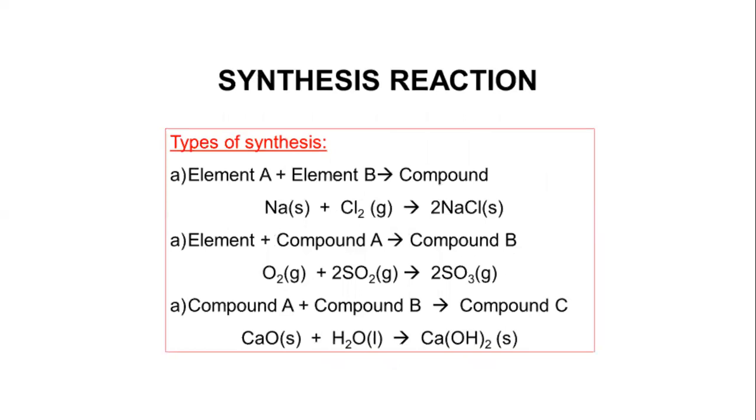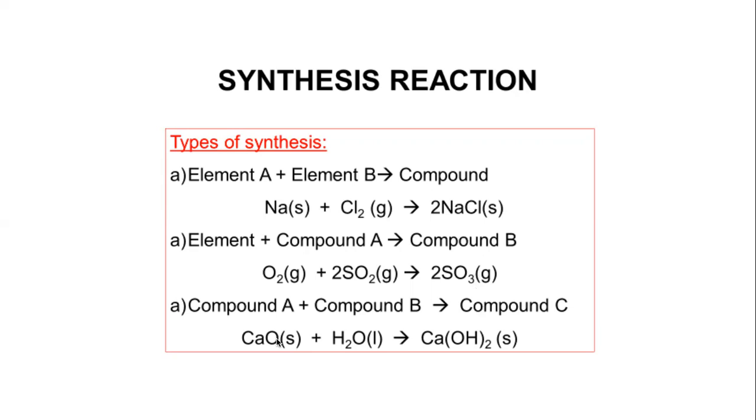So there are some different types of synthesis reactions where you can have an element A plus element B, and you can make a compound here. So this is sodium chloride. Then you can have an element plus a compound. So here we're just distinguishing that you can have a single element and form a compound. Then you can have an element plus this compound. So the compound has two elements put together and you can form compound B.